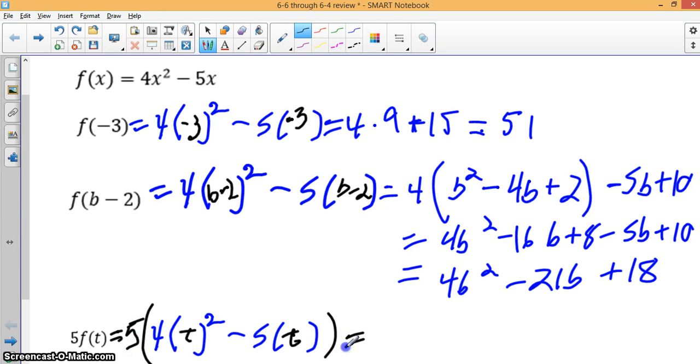So it works out to be 20t squared minus 25t. And there you go. There's function notation. Hopefully that is helpful. Definitely be a couple of those on the quiz Monday.